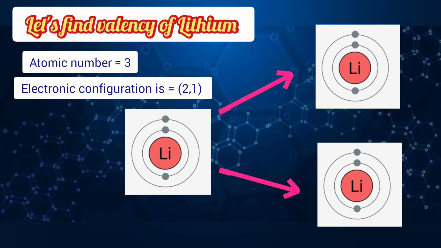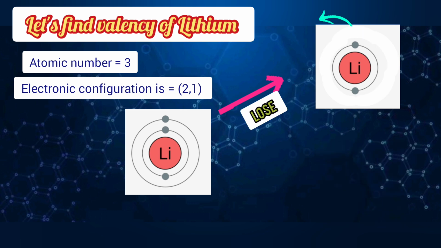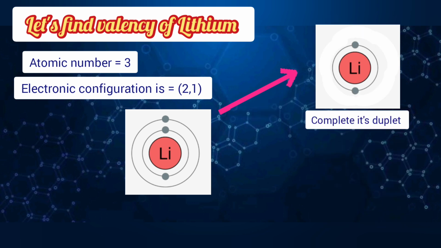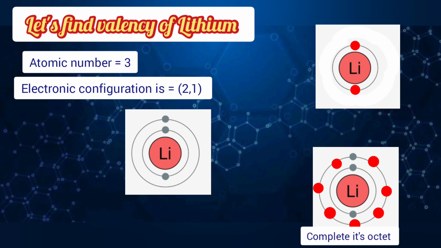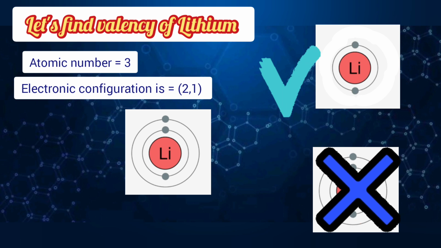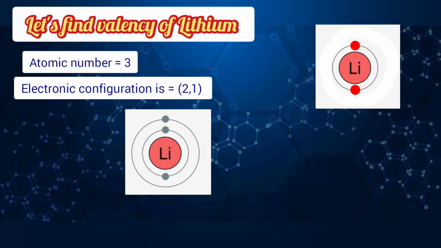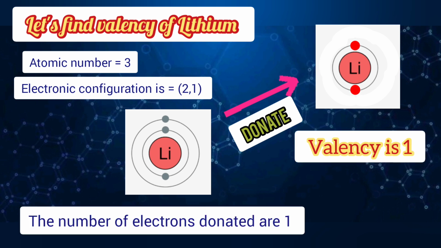Either the lithium can lose one electron and have 2 electrons in the first orbit, or it may gain 7 electrons from some other element and complete its octet in the second orbit. But what is easy? It is always easy to lose one electron rather than borrowing 7 electrons. Correct? Concept understood? So it would donate one electron. The number of electrons donated is 1, so valency becomes 1. Simple.